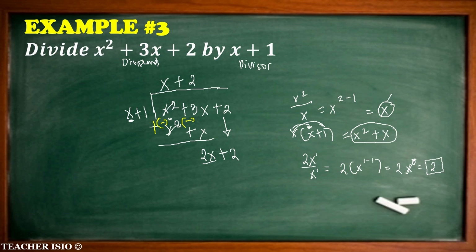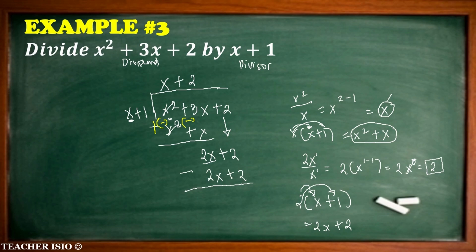So after that, si 2, kung ano yung nakuha natin quotient, i-multiply natin sa ating divisor. So, distributive ulit. So, we have 2 times x, 2x, 2 times 1, we have 2. And then, we're going to write under nito. So, we have 2x plus 2. We're going to subtract.